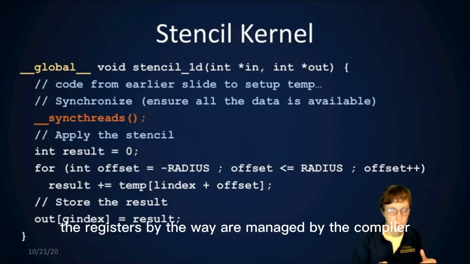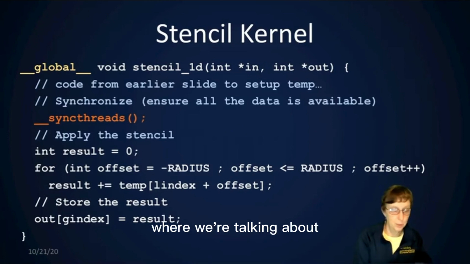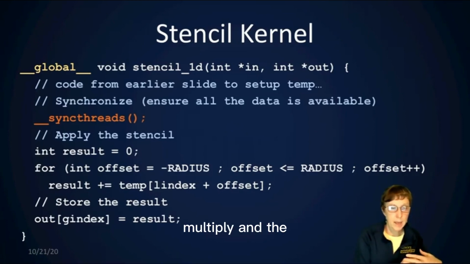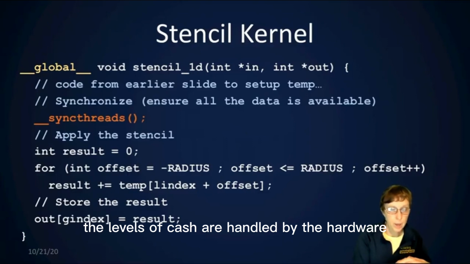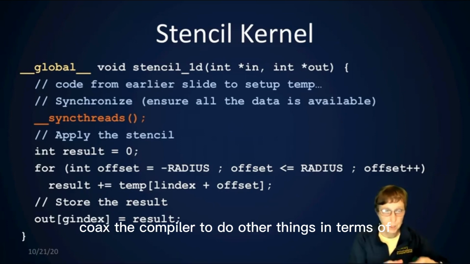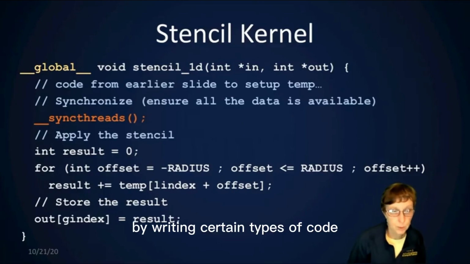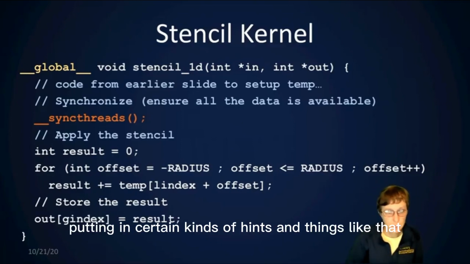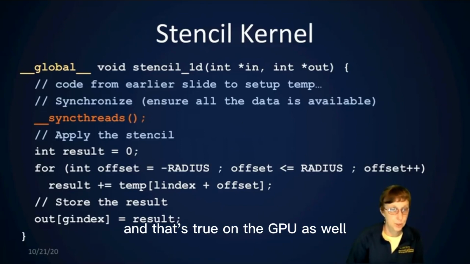The registers, by the way, are managed by the compiler, just as they are in a serial program, going back to Unit 1, where we were talking about optimizing things like matrix multiply, whereas on a shared memory multiprocessor, the levels of cache are handled by the hardware, but in both cases, the registers are handled by the compiler. Now, you learned that you can sometimes coax the compiler to do other things in terms of what it puts in the registers by writing certain types of code or putting in certain kinds of hints. But nevertheless, it's really the compiler that's moving things in and out of the registers. And that's true on the GPU as well.